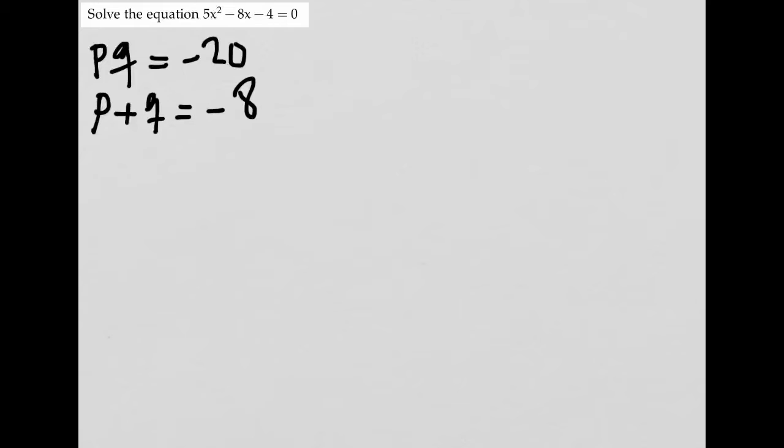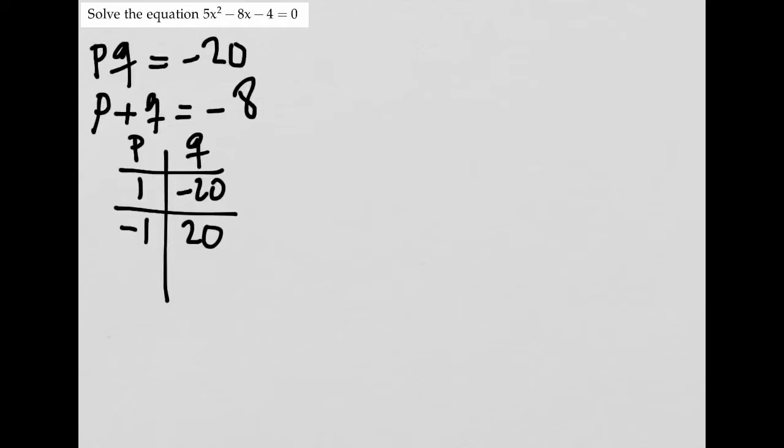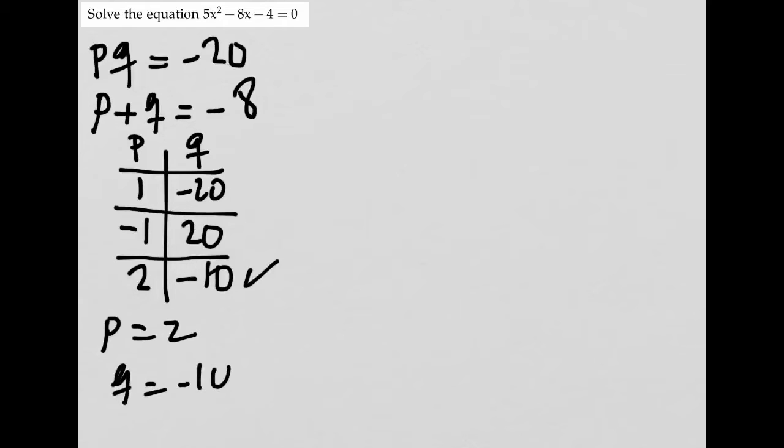Now going through the list of factors of minus 20, we see that 1 and negative 20 multiply to minus 20, but do not add to negative 8. Minus 1 and 20 again multiply to minus 20, but do not add up to negative 8. We have 2 and negative 10. They multiply to minus 20 and they do add to negative 8. So we know that p is 2 and q is negative 10.